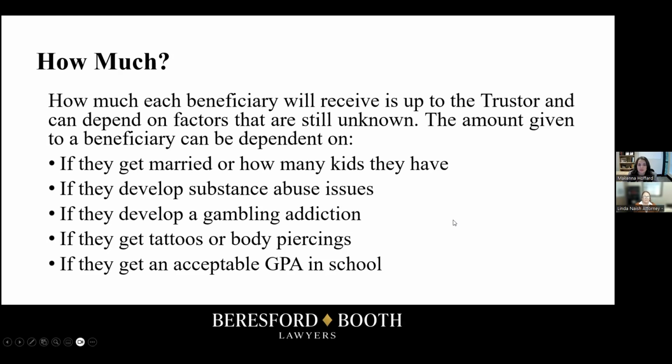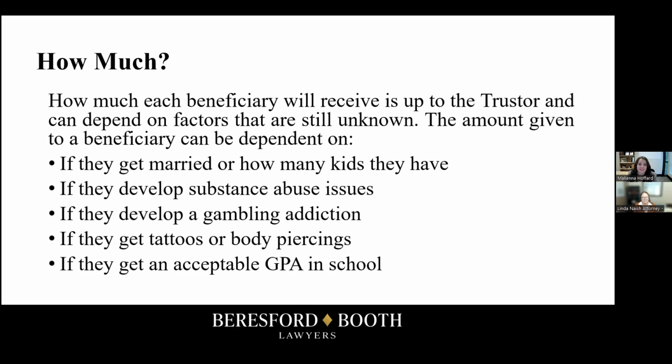There are others. Education is a big thing. If you maintain a certain GPA in school, you can get distributions. Some people don't want their kids to get tattoos or body piercings, and so they can say, if you do, then you're going to get less money. Or they really want to encourage getting married and having kids, so for each kid you get an extra 5% from the trust.